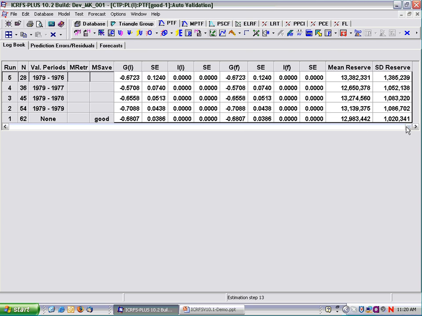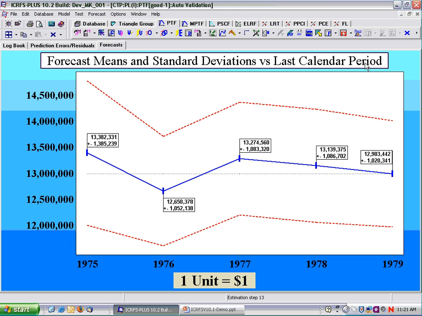So now if we scroll to the right, we will see how the mean reserve and standard deviation of reserves change. These are the mean of the reserve distribution beyond 79 and the standard deviation of the reserve distribution beyond the calendar year 79 as you remove data. And you can see that the answers are pretty much the same. It's pretty stable. This is a graphical depiction of that particular part of the table. So if you're sitting with your motor car at the end of 79, the mean reserve is 12.983 million. The standard deviation of the reserve distribution is just over 1 million.